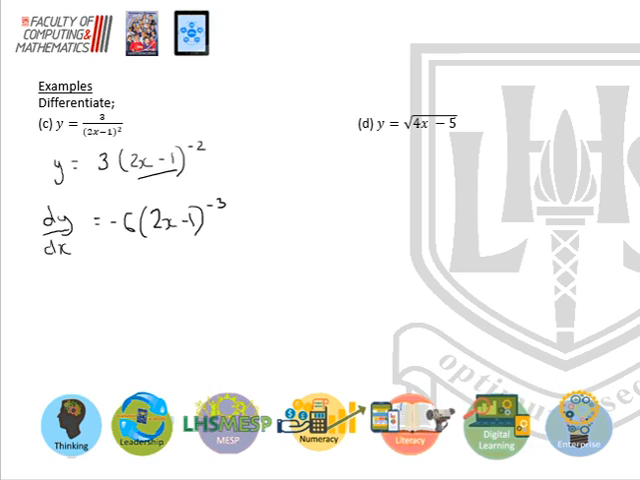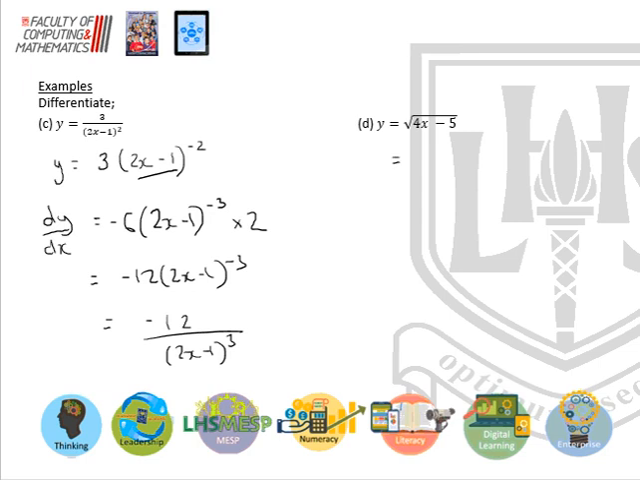Then go back into your bracket and differentiate what's there. That's times by 2. So the differential is minus 12 times (2x minus 1) to the power negative 3. It could be minus 12 over (2x minus 1) cubed if you wanted to tidy it back up. For this next one, I hope you can see straight away what's wrong. Give it a try, pause it.